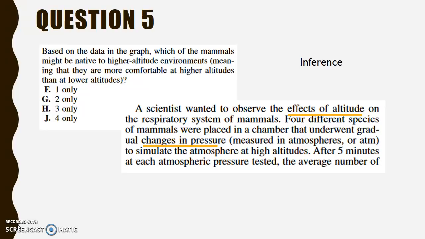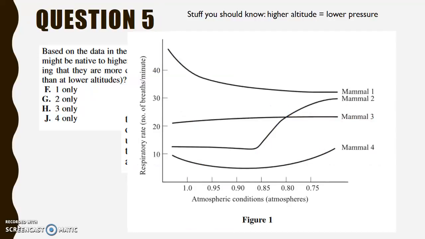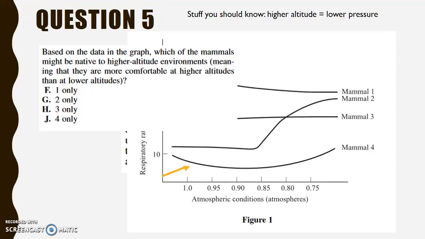The Science ACT also expects you to know one very important fact, that at higher altitudes there is lower pressure. It's one of the few things that the Science ACT expects you to know before you come into the test. So, if we look back at our chart, we should be looking for a mammal that has a consistently lower respiratory rate at lower atmospheric conditions. Here we see that mammal 4 fits that bill. If we go back to our question and our answer choices, we can see that the answer choice is J.